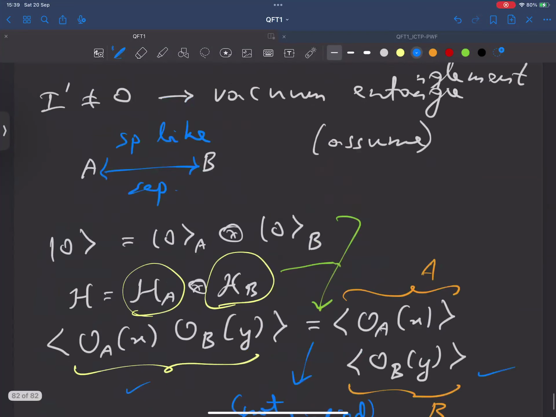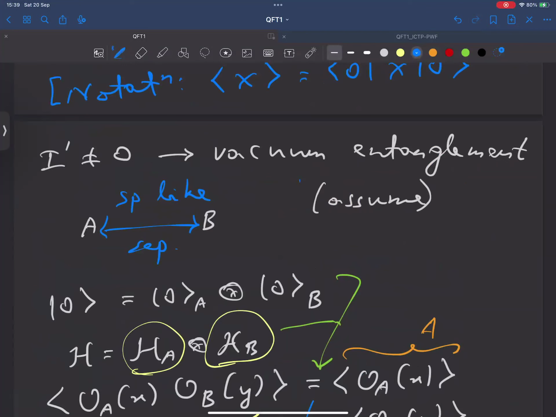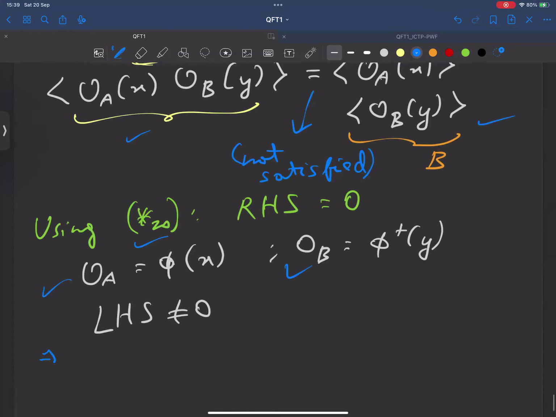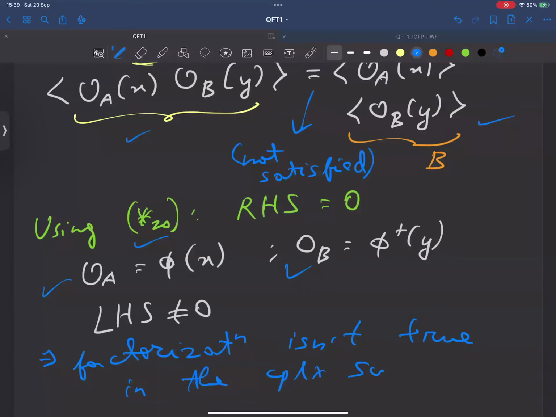And what is this a contradiction to? The assumption that we started with. In this whole game, what did we assume? We had assumed that the Hilbert space nicely factorized, the vacuum nicely factorized, but that factorization is not true in the complex scalar field case.